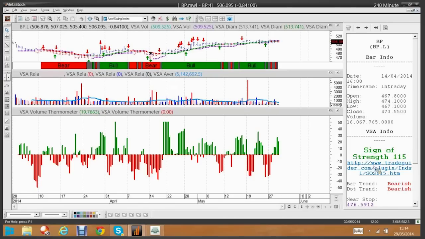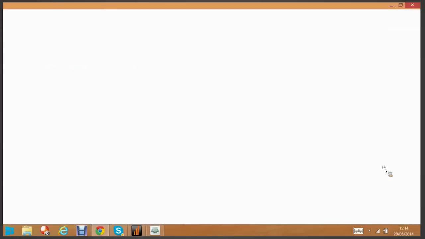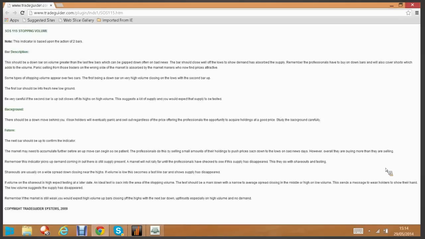So if I left click it, you're going to see down here, it tells me sign of strength 15 has appeared in BP. If I left click on this web link, it takes me through, and Tom Williams talks to me. The man that wrote these and taught me everything tells me, and this is how I learned to trade. I just read these indicator boxes.